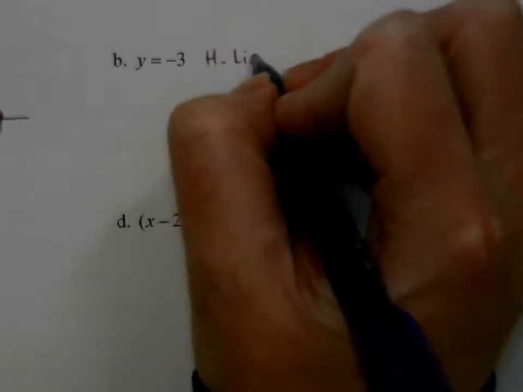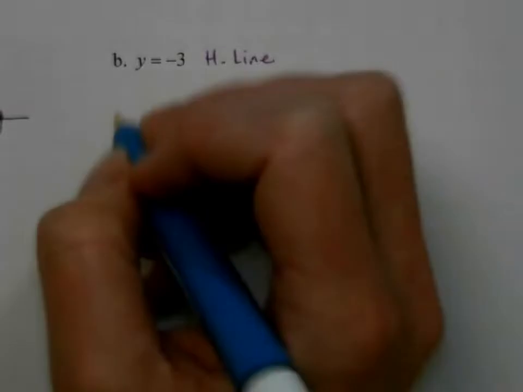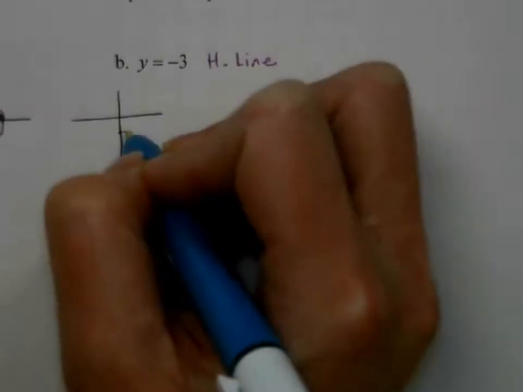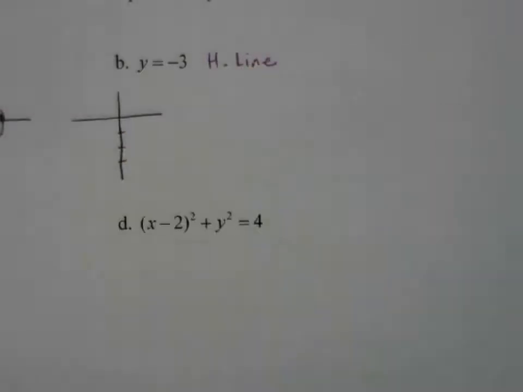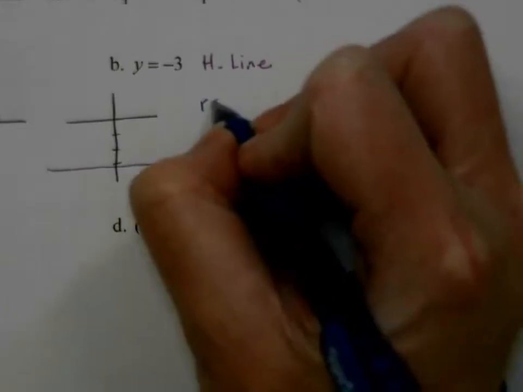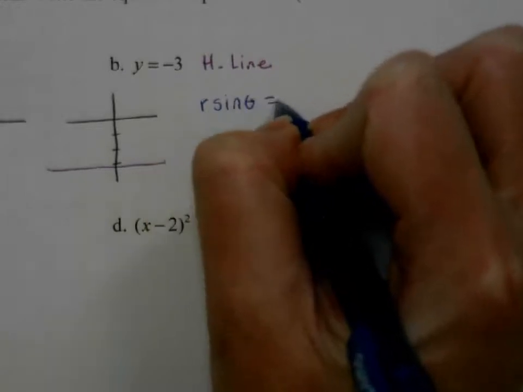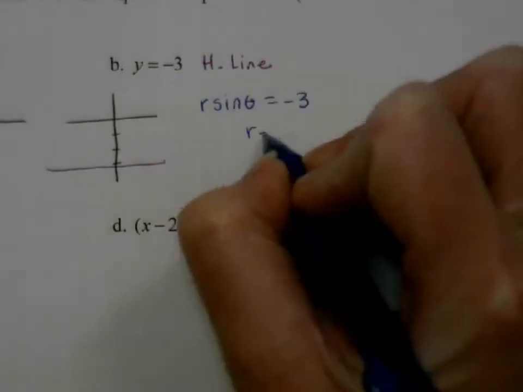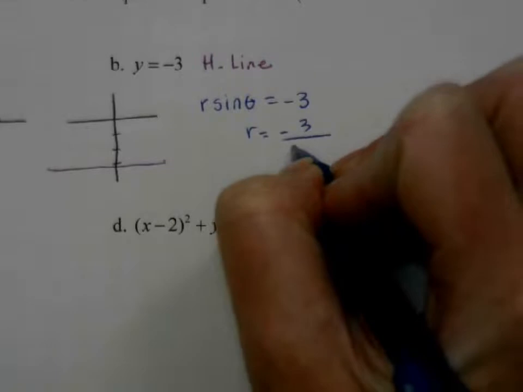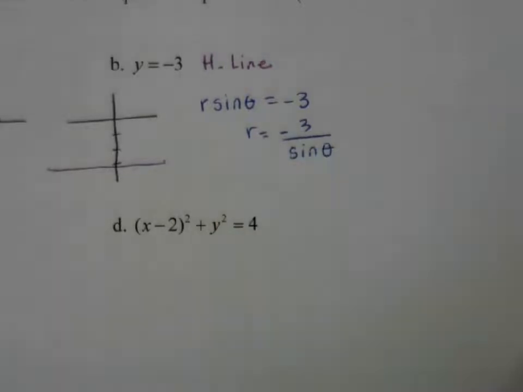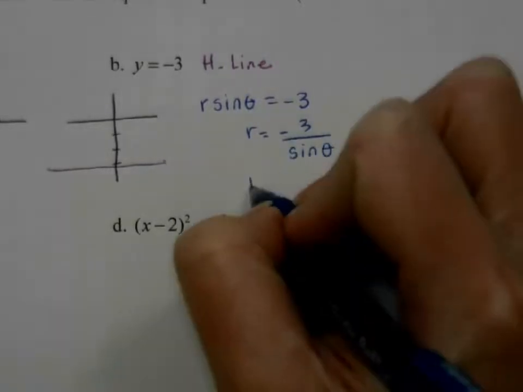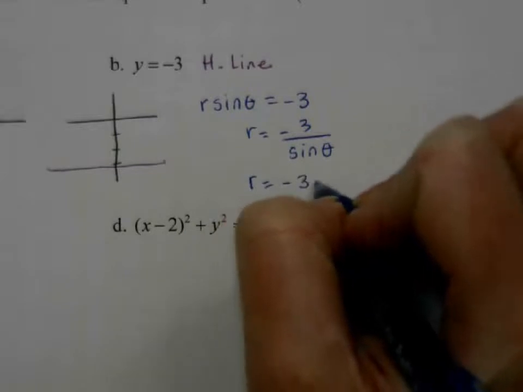For the graph, y equals -3. Then to convert it, we just replace y with r sine theta. To get r by itself, we divide. Okay, so you can leave it like this, or you can say that r equals -3 cosecant theta.